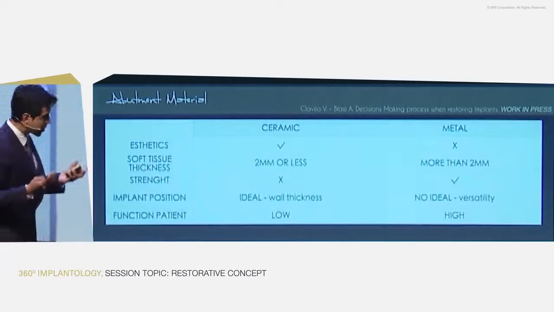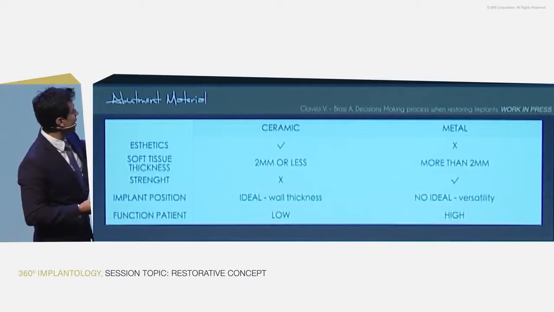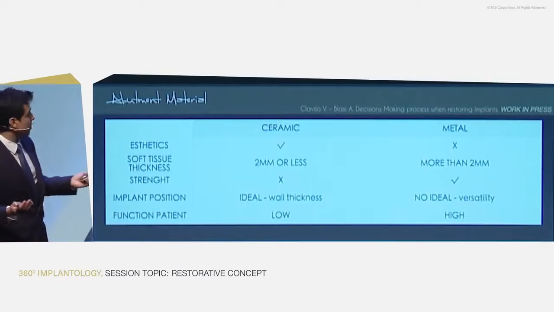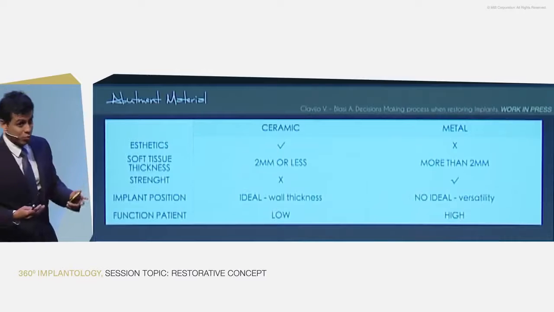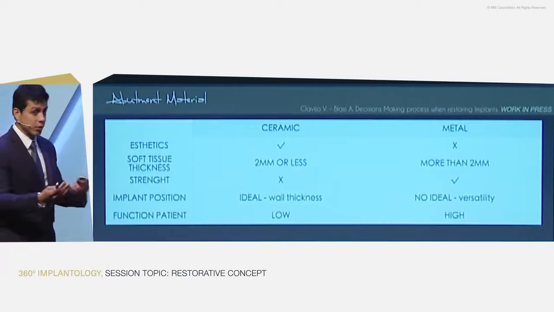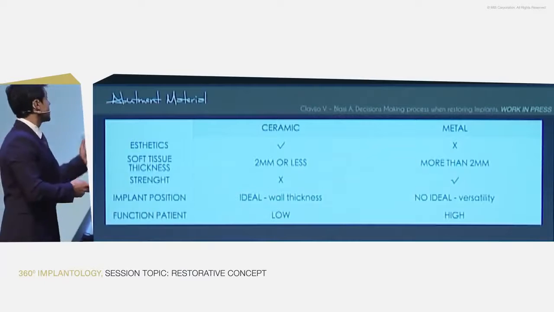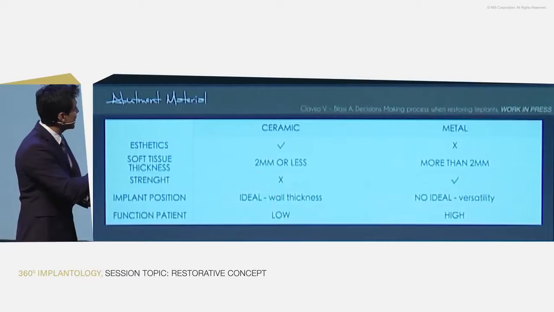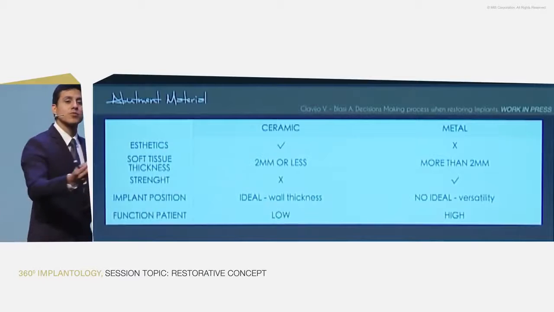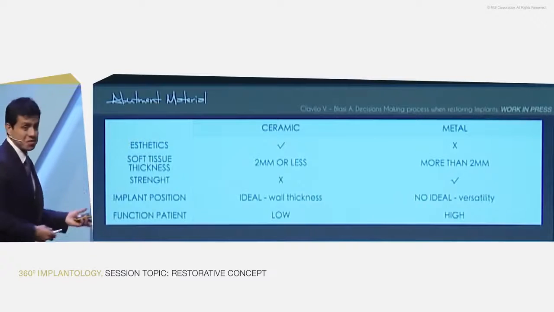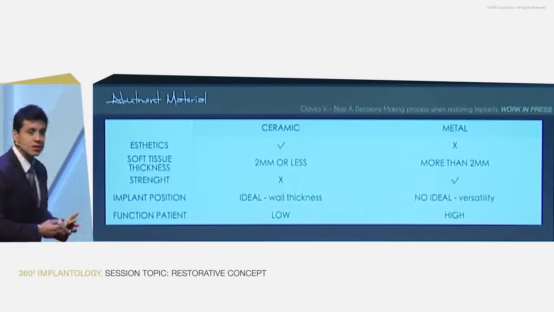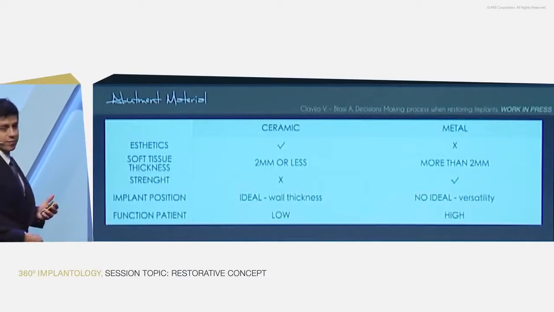If we go further, with ceramic we can work with 2 millimeters, more or less than 2 millimeters, because it has a good color. Metal, no. We always have to work with more than 2 millimeters, otherwise we have a problem with color. With ceramic, we have to have the ideal thickness, otherwise we can have problems with fracture. With metal, we can work with whatever thickness. And for patients with high function, it may be better to work with metal.